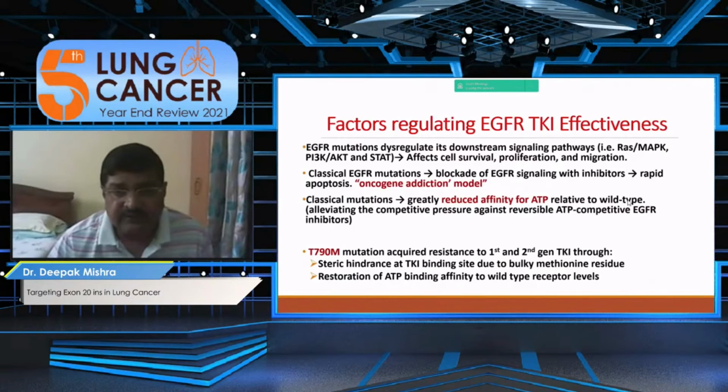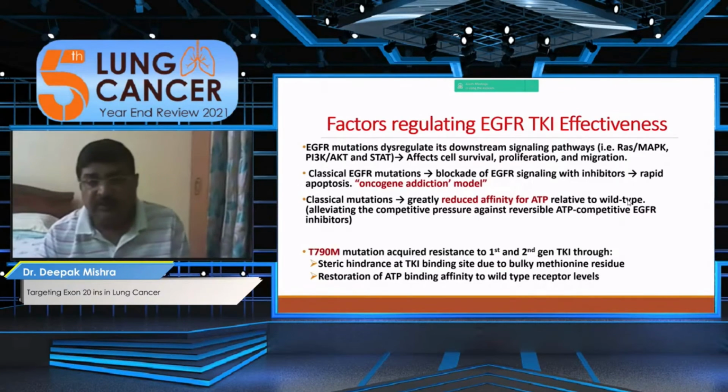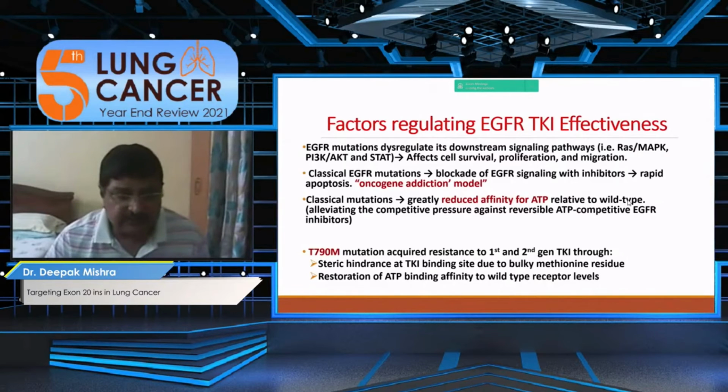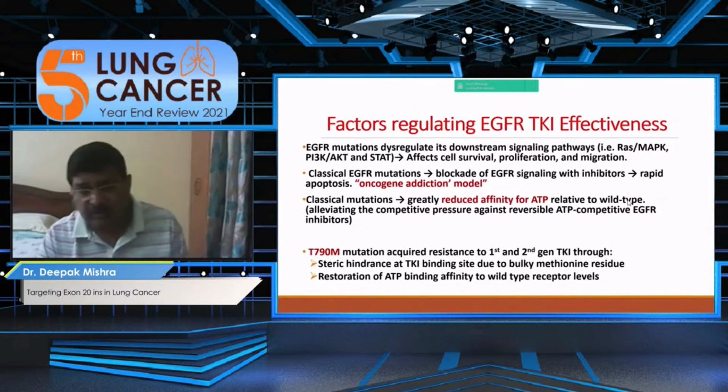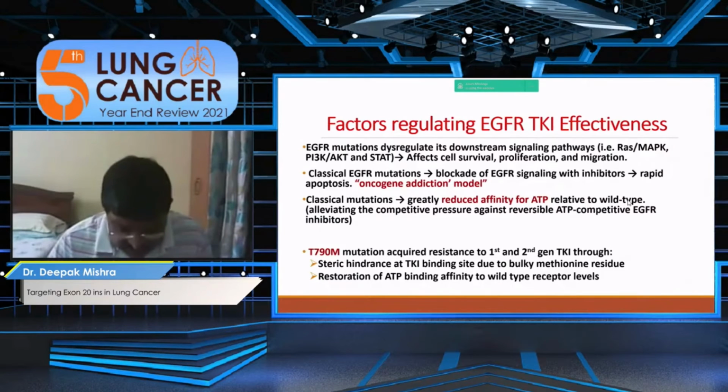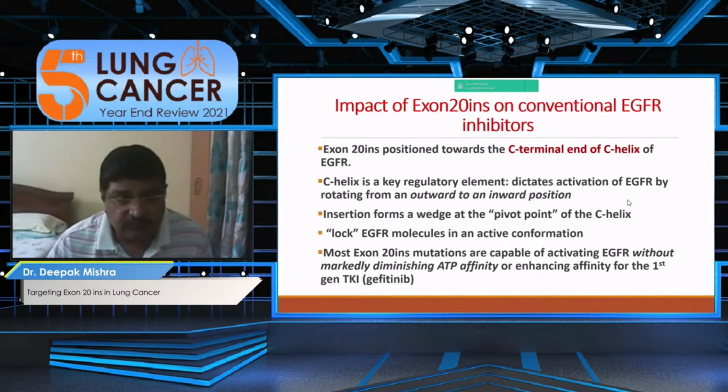Factors that regulate the EGFR TKI effectiveness, I will not go into the detail. You have the oncogene addiction model, you have reduced affinity for ATP that gives rise to resistance, and as time goes by, people acquire the T790M mutation, which is resistant to both first and second generation TKIs, and you switch over to osimertinib as and when it develops. It is because of the steric hindrance at the TKI binding site due to the bulky methionine residue and restoration of ATP binding affinity to wild type receptor levels, which is the mechanistic theory of T790M mutation.